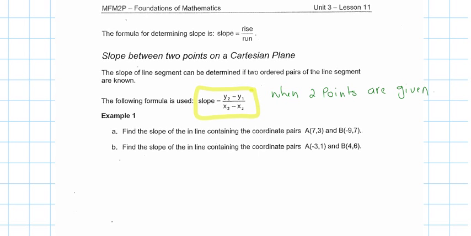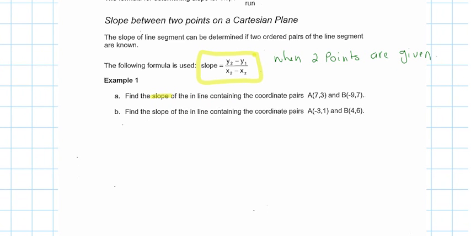Okay? So here's what we need to do. Can I have your attention on the board, and I'll give you time to copy this, please? So the question is asking you to find the slope of the line containing the coordinate pair, so containing these 2 points, which is 7, 3, and negative 9, 7. So the question is asking me to find the slope. It's very specific. Because I'm given 2 points, to find the slope, I'm going to have to use this formula, which is y2 minus y1 over x2 minus x1. Now, how do I do that?